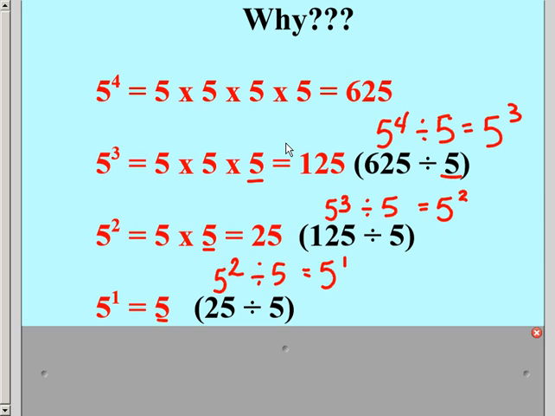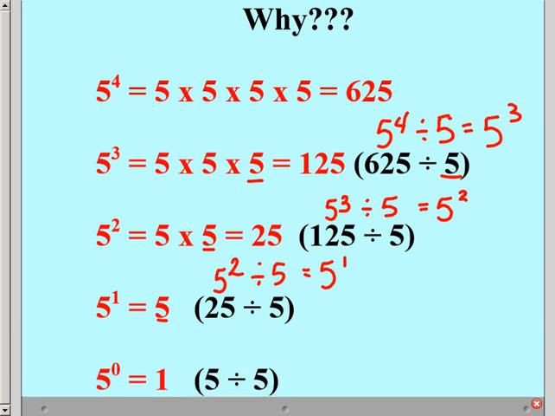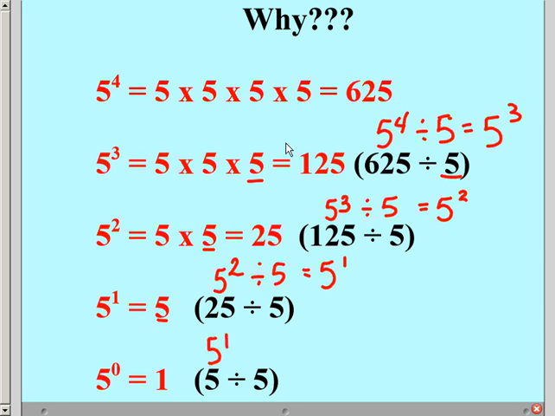So now, here's the kicker. Think about 5 to the 0 power. 5 to the 0 power has to equal 1 because it has to equal the value of 5 to the 1st power, which is 5, divided by the base, which is also 5. So 5 divided by 5 is 1. Therefore, 5 to the 0 power is 1. And that would work for any number that you wanted to try it with.